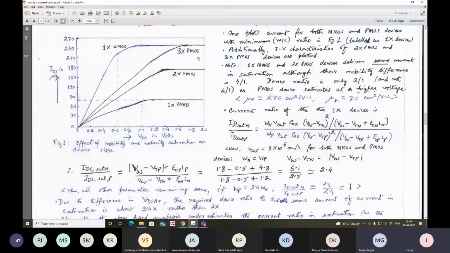As you see here, 3x PMOS and 1x NMOS give me a similar amount of current after the PMOS device reaches saturation, though at a greater voltage. But normally the terminal voltage is kept larger than VDSAT. VDSAT gives you an estimate of the minimum terminal voltage. Here, for example, VDS is nearly 1.02 or 1.2 volt, and VDSAT for NMOS is 0.6.